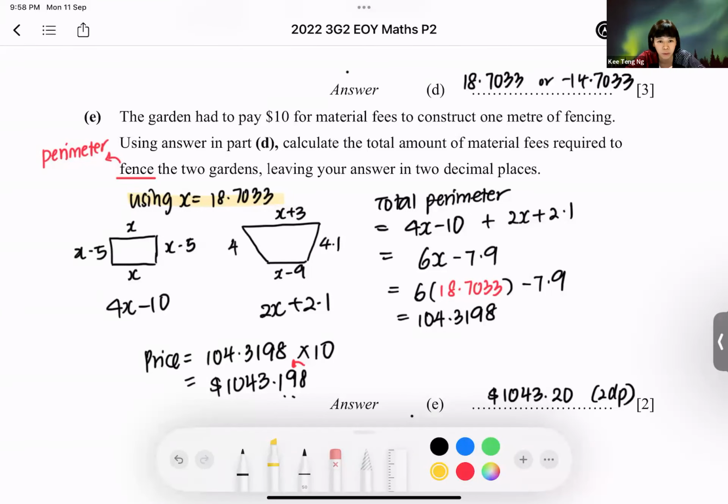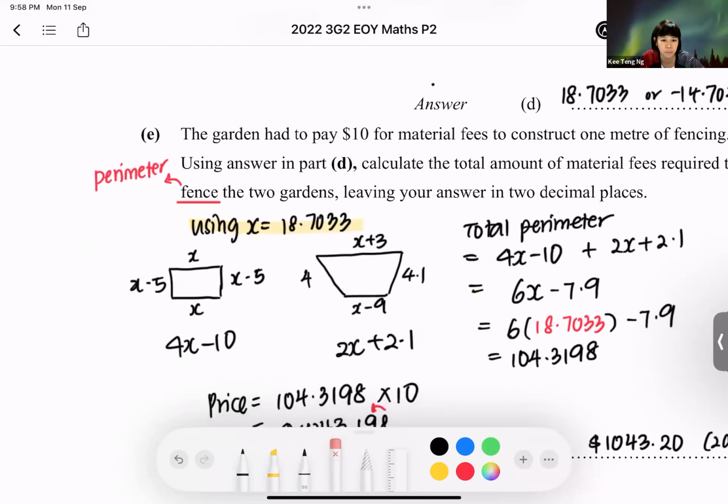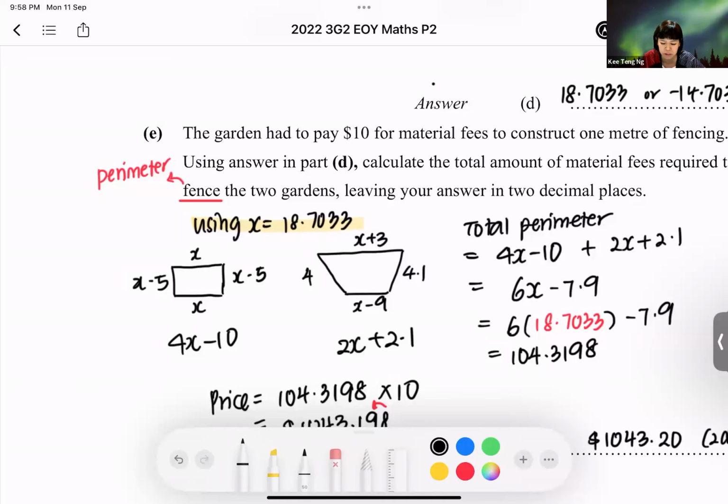Now, I redraw the diagram over here. It's a rectangle, and the other one is a trapezium. These are the different measurements, and they say that a garden had to pay $10 for material fees to construct 1 meter of fencing. What is a fencing? So I'm going to fence around the whole picture, right? So actually this fence is talking about the perimeter. So let me find the perimeter of this. I'm going to add all different sides over here.